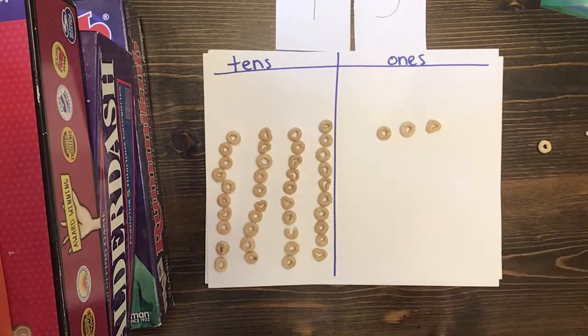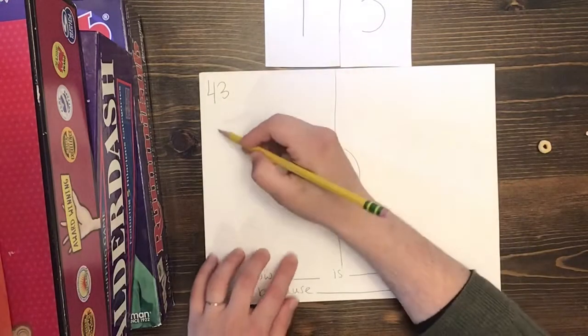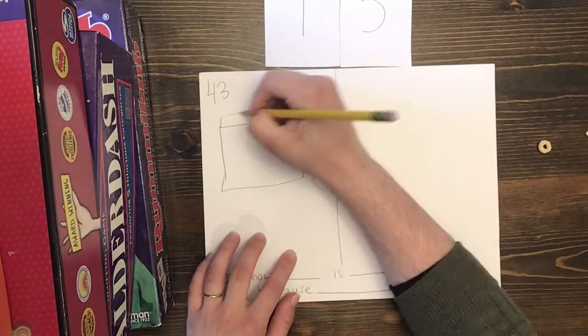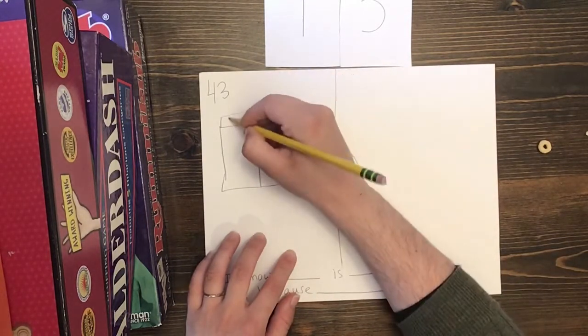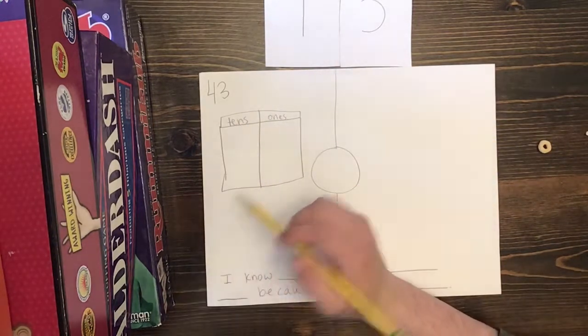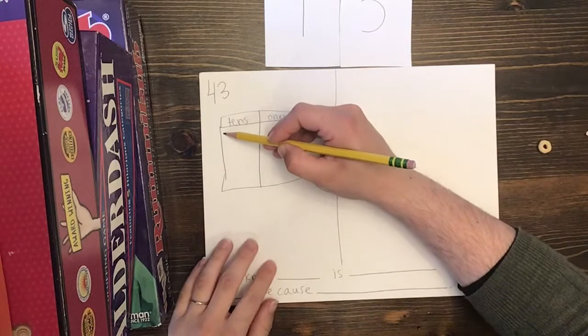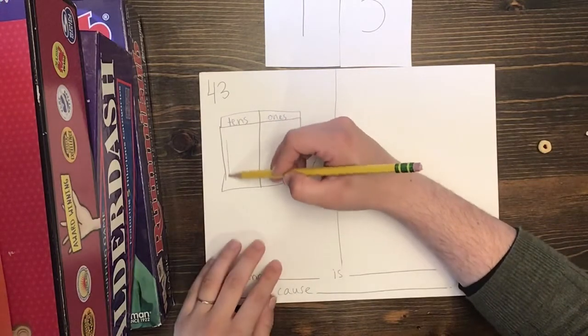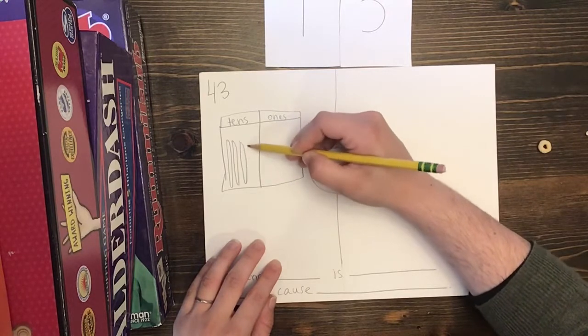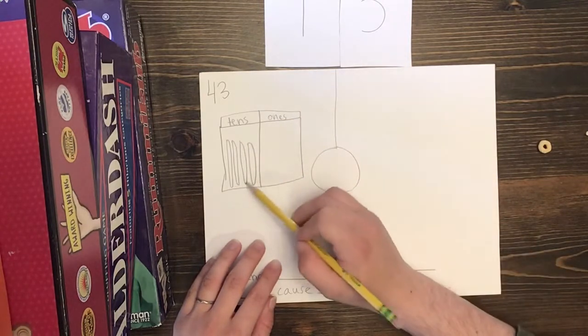Now I need to draw it like I did yesterday. Okay, so I'm going to draw my place value chart just like yesterday, with my tens on one side and my ones on the other. And now I need to have my groups of 10. I had one long group of 10 right here, 2, 3, 4. I had 4 groups of 10.